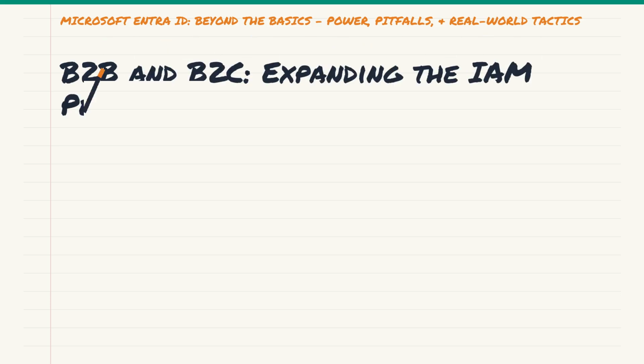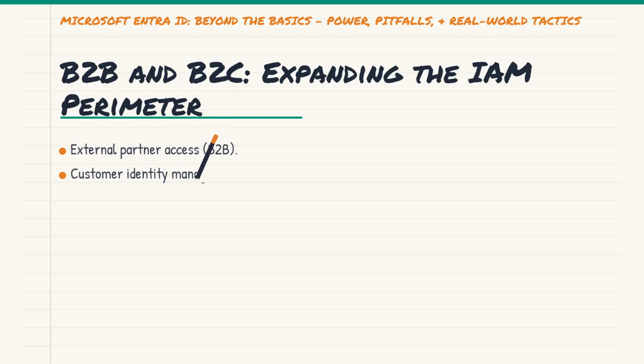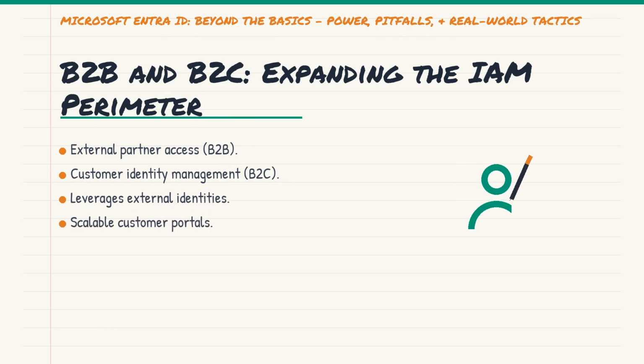Now, let's talk about extending your identity management beyond your own employees. Business to business, B2B, and business to consumer, B2C, are huge. With B2B, you are bringing in external partners, contractors, or suppliers to access your resources. Entra ID B2B collaboration allows you to invite external users with their own credentials, like their work Microsoft account or Google identity, and grant them access to specific applications or resources within your tenant. It's about seamless integration without creating duplicate accounts.